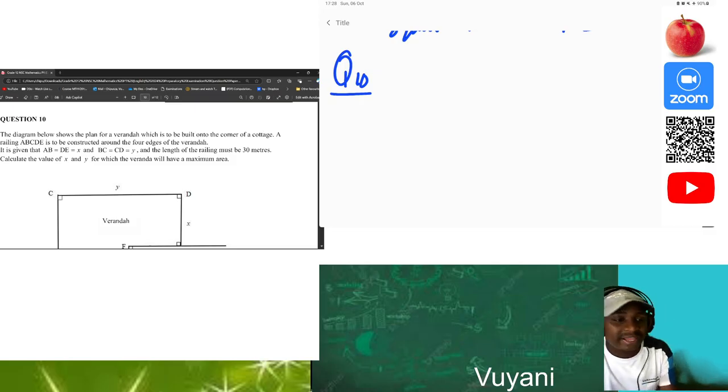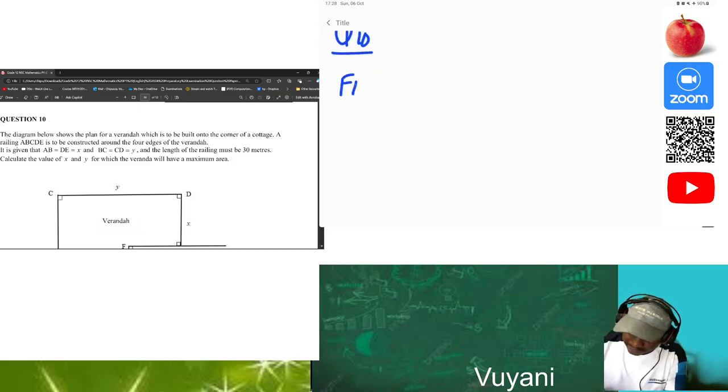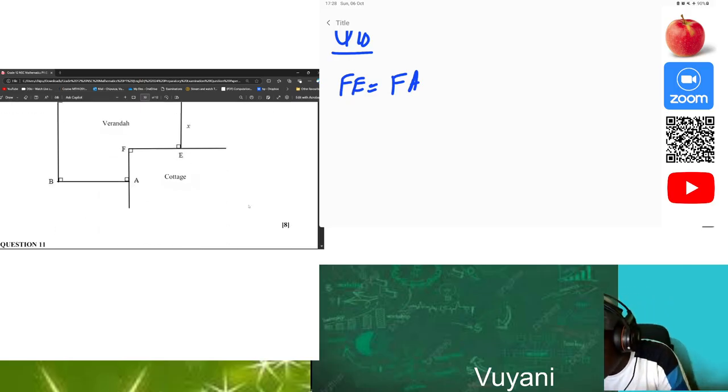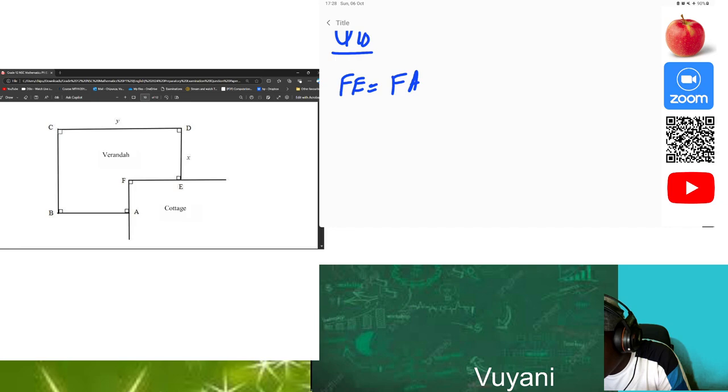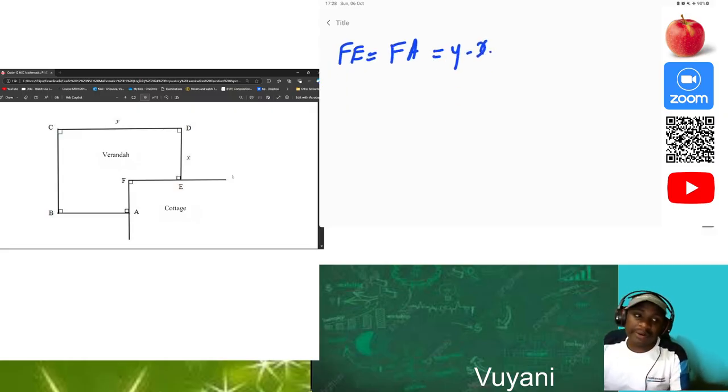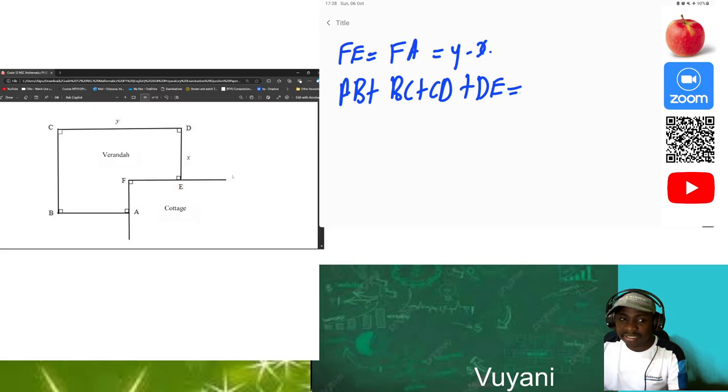So now this is where the fun begins. What is important is to understand that FE is equal to FA. So you can see that our FE is equal to our FA, and that will be equal to our Y minus X. That's the first point, which is important. Now let's calculate everything. When you say AB plus BC plus CD plus DE, everything is calculated, so you end up having 2X plus 2Y.